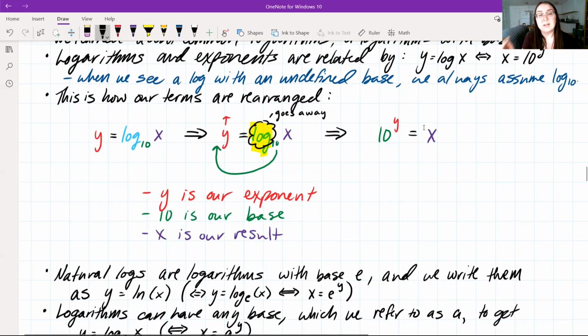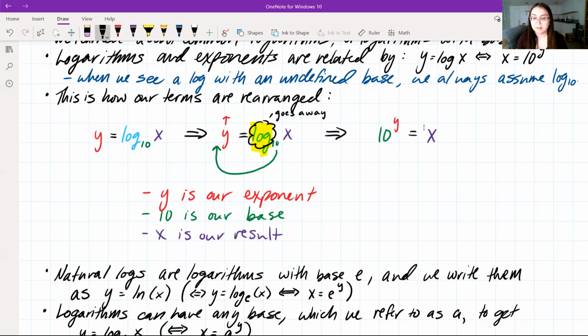If you wanted to go from exponential to logarithmic form, it's essentially the same thing, you would just reverse it. Your 10 would become the base of your logarithm. Your exponent y would go down to being a regular variable, not an exponent. Then we would take that log base 10 and apply it to x. So in all of these cases, y is always our exponent, 10 is always our base, and x is our result.